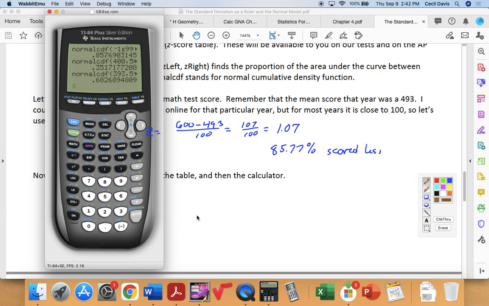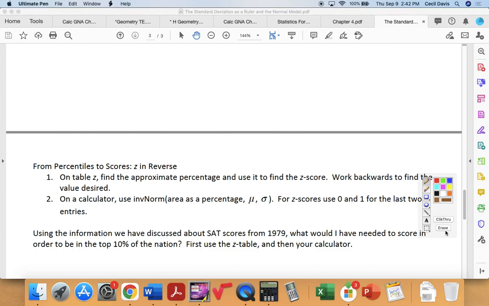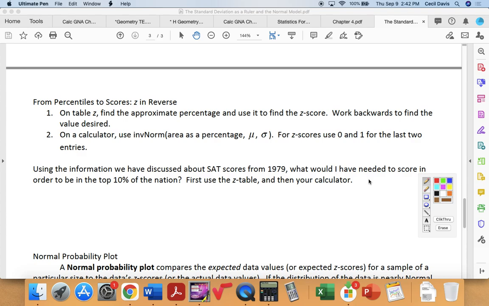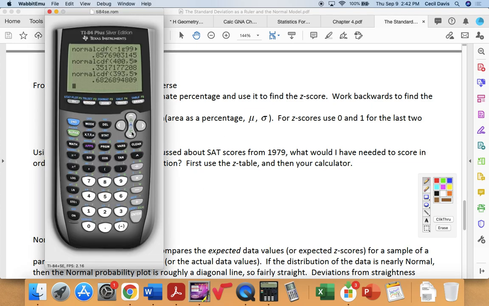You can also go backwards. What do you mean backwards? What if you wanted to know what score I would have needed to get into the top 10% of the nation? In other words, 90% scored less than I did. You can do that backwards on the Z table, which I find difficult. But if you use your calculator, you can use second distribution inverse norm. So it's the area of 0.9.